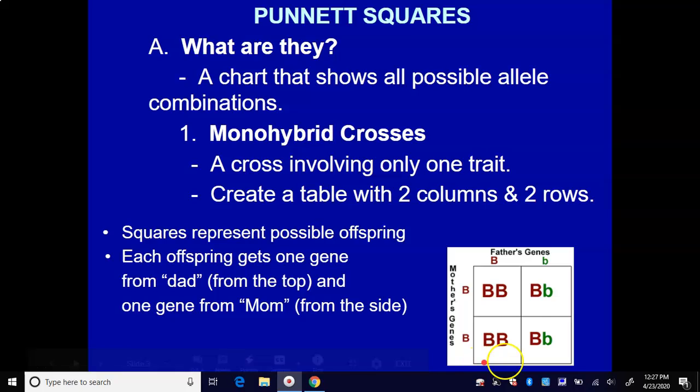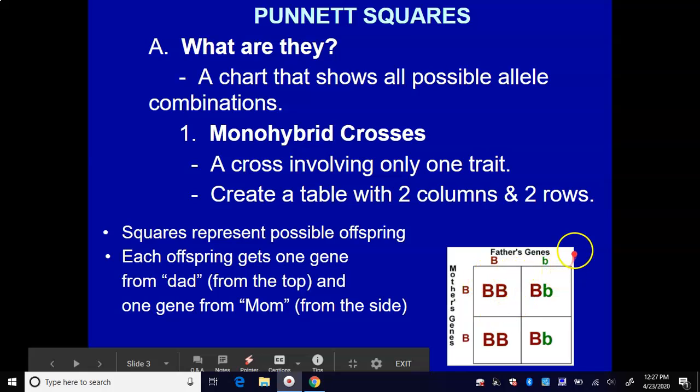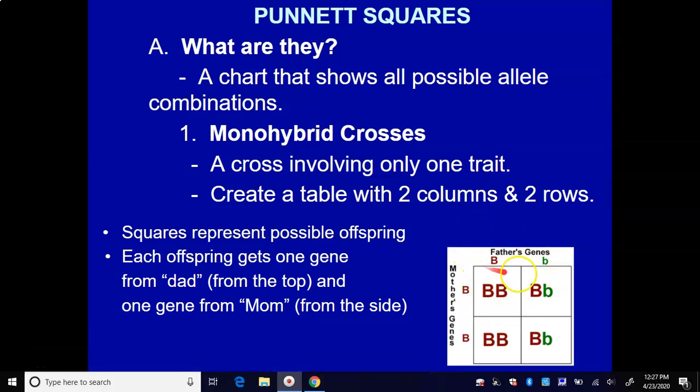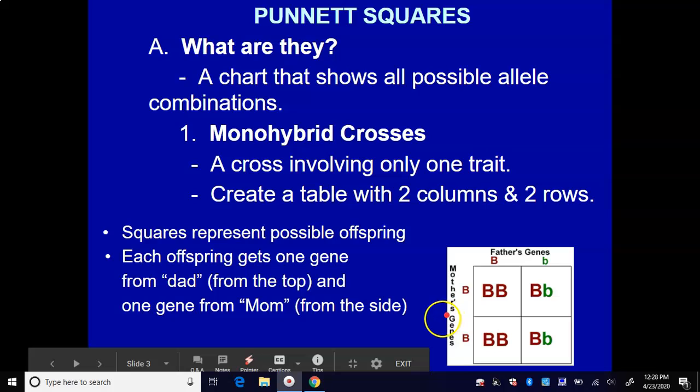Each square inside here represents the possible offspring. You always put the parents' genotypes here at the top. And because of the law of segregation, you can only put one allele over each box. Same thing here, one allele next to each box. You can put the father up top here, or you could put the mother up top here. It doesn't matter where you put the mother or father, okay?